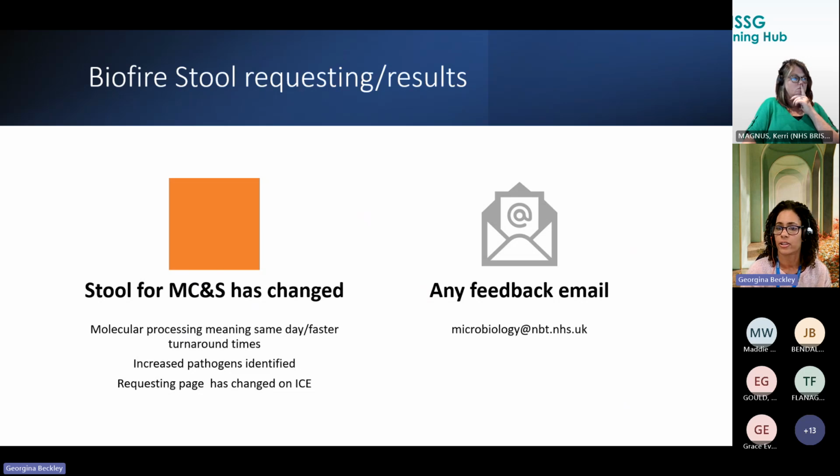And then the last thing I was just going to mention is our stool testing algorithm has changed as well, and that was in the last month or so. I think that went live. So stool MCNS has changed, and we now have a much faster turnaround time molecular target, which will hopefully, as I said, improve turnaround times, because we're not trying to grow the bugs up for you, and also is looking for more targets as well.